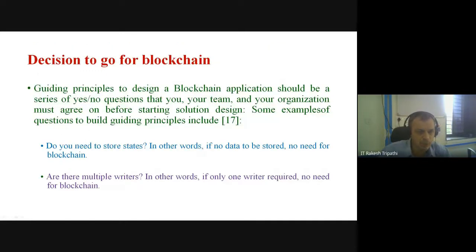So what is the process to design a blockchain? We need a blockchain when we have to store data. Okay, and we need a blockchain if multiple parties are writers. Multiple parties can write data to a blockchain. Then we need a blockchain, and we need a blockchain when you have to store a state. So the decision goes on to this.